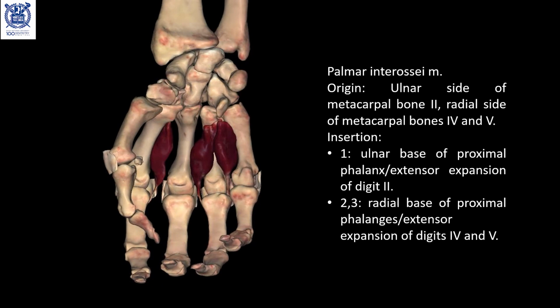Palmar interosseous muscle. Origin. Ulnar side of the second metacarpal bone and radial side of the fourth and fifth metacarpal bones. Insertion. The first one has its insertion at ulnar base of the proximal phalanx and extensor expansion of second digit. Second and third have their insertion at the radial base of the proximal phalanges and extensor expansion of the fourth and fifth digits. This is the end of this video clip.